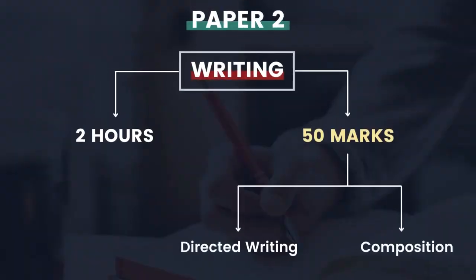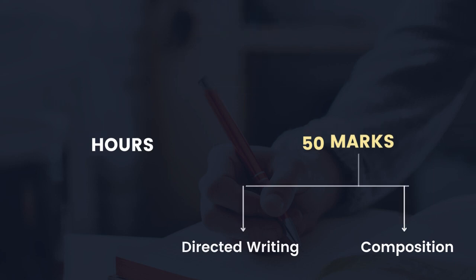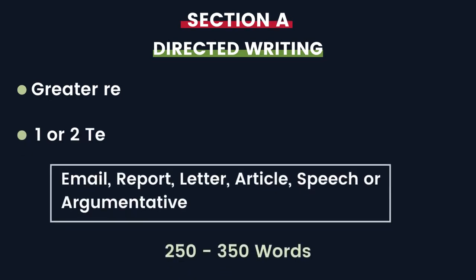This takes us straight to paper 2, which is now the writing paper. The writing paper is now of 2 hours and is of 50 marks. And the overall paper structure is pretty similar to the current syllabus. In the writing paper, you will have 2 sections, one for directed writing, and one for composition. Let's take a look at each of them in detail.